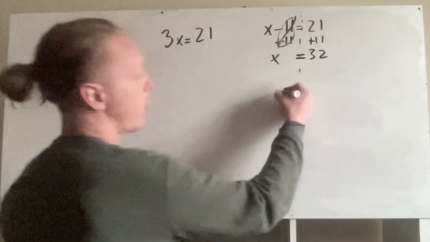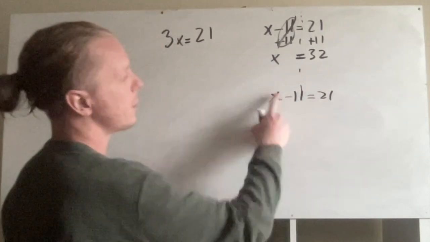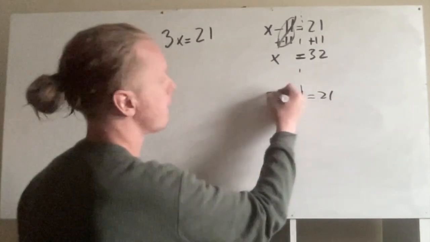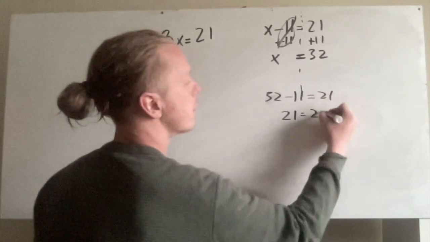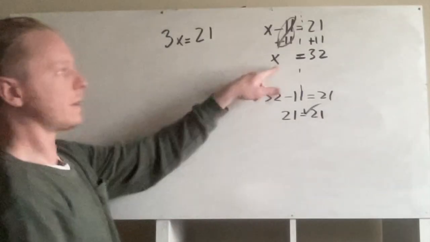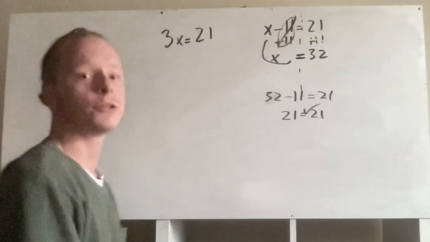We can check that if we want, right, by substituting in. x minus 11 equals 21. Well, let's put 32 here. Does that work? 32 minus 11 gives me 21, right? Yes. 32 is the value that I can put here for x to make this equation true, okay?